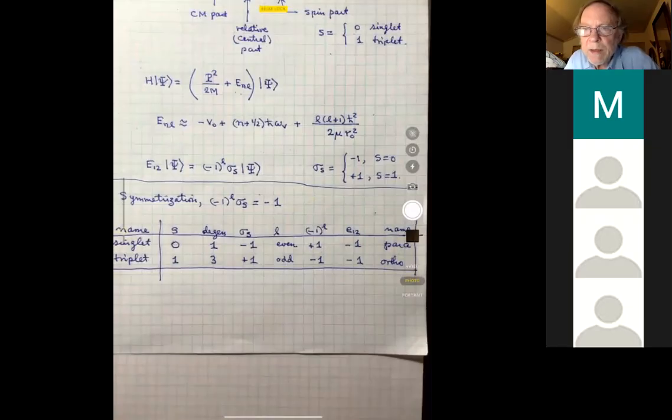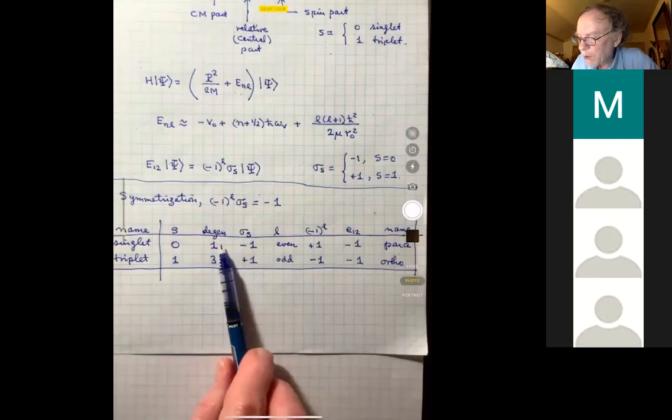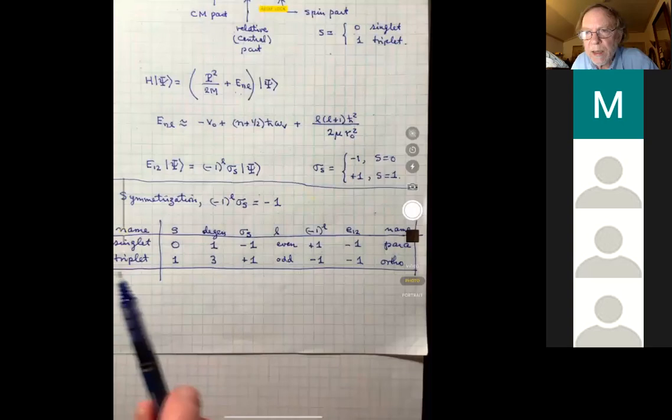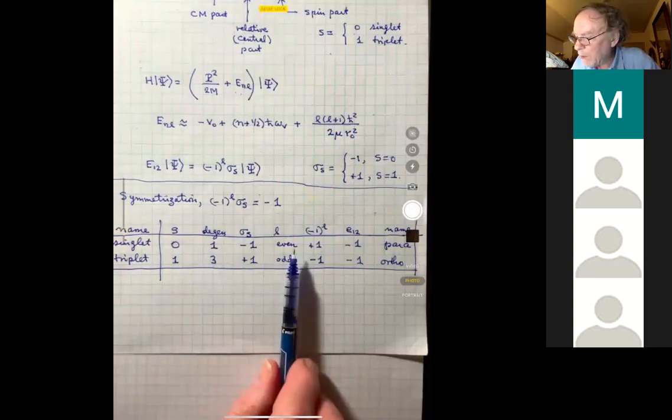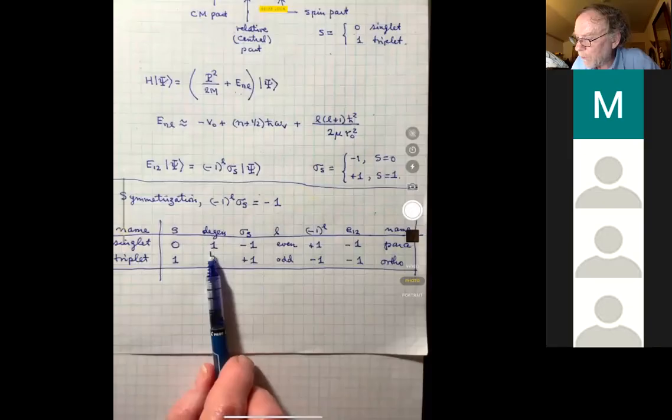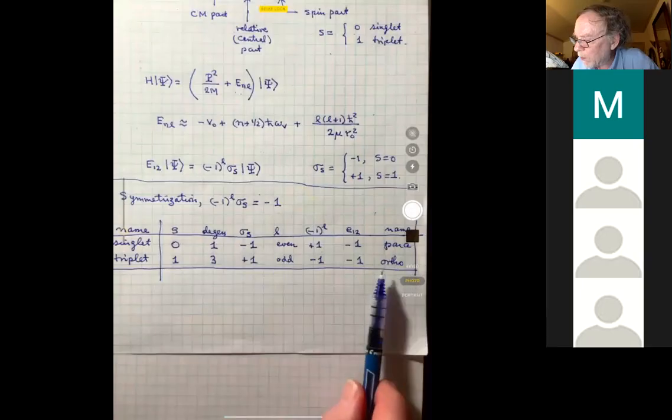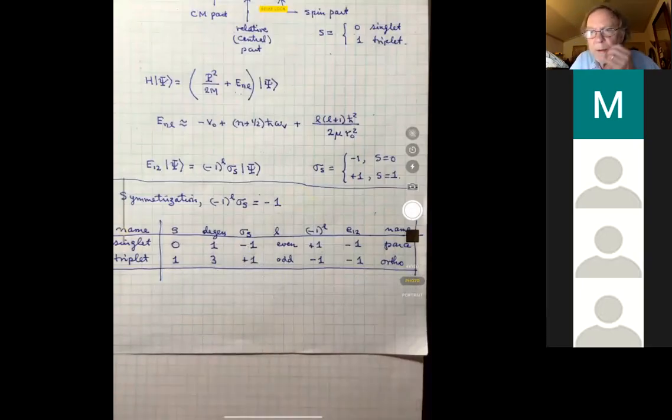So the question is, does that mean there are no physical consequences of the symmetrization postulate? The answer is quite the contrary. There are important physical consequences, and they come about mainly because of the spin degeneracies associated with these orbital angular momentum states. In particular, the even L have a spin degeneracy of 1, and the odd L have a spin degeneracy of 3. So singlet and triplet, or para and ortho, are connected with different spin degeneracies. This has an impact on the statistical mechanics of hydrogen gas.